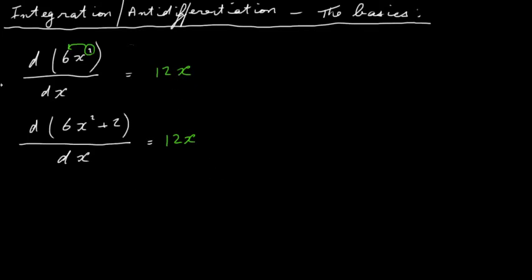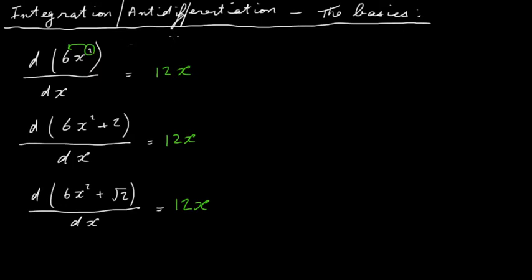We'll do one more. Let's say 6x squared plus the square root of 2 with respect to x. In this particular case, we also get 12x. Differentiate 6x squared, you get 12x. Root 2 is just a constant, so that's 0 again. So in all three cases, when we differentiate three different expressions, we got the same answer. Now, how does this tie into integration or anti-differentiation?